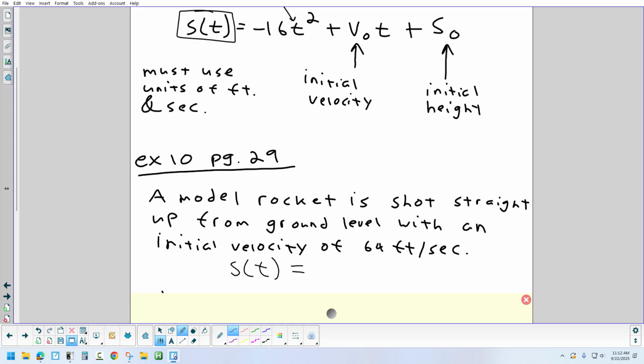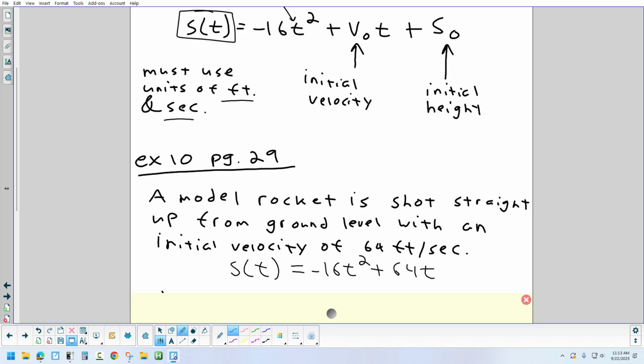So the height equals, and what comes right after the equal sign? This part never changes. Negative 16t squared. That negative 16 has to do with gravity, and it has to do with the fact that we're using feet and seconds. So if you did something like this in physics, you might use the metric system. That negative 16 would be a different number. We're using negative 16t squared plus, what was the initial velocity? 64. So we're going to fill in 64t.